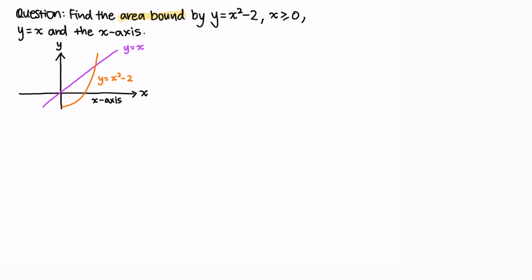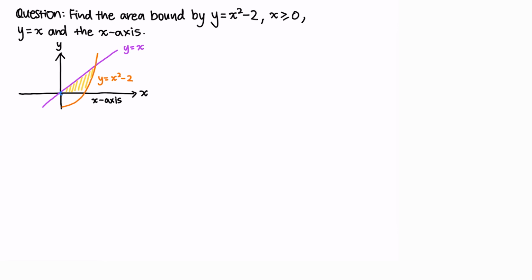Find the area bound by the curves y equals x squared minus 2, where x is more than or equals to 0, y equals x, and the x-axis. So what this means is we want the area bound by this curve over here, y equals x squared minus 2, y equals x, and the x-axis. And you can see that the area bound by all these three curves is actually just this part over here. So how do we find this yellow area?